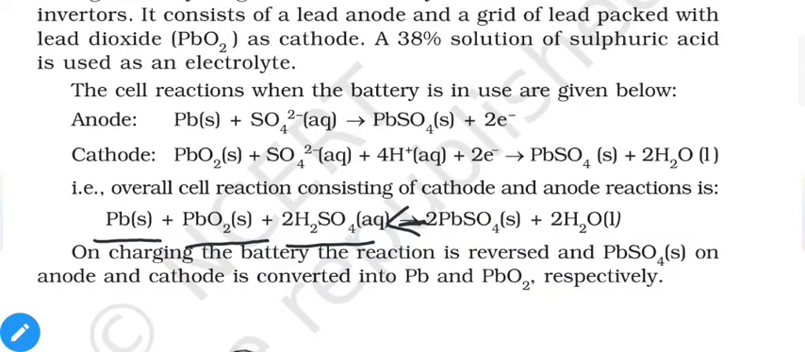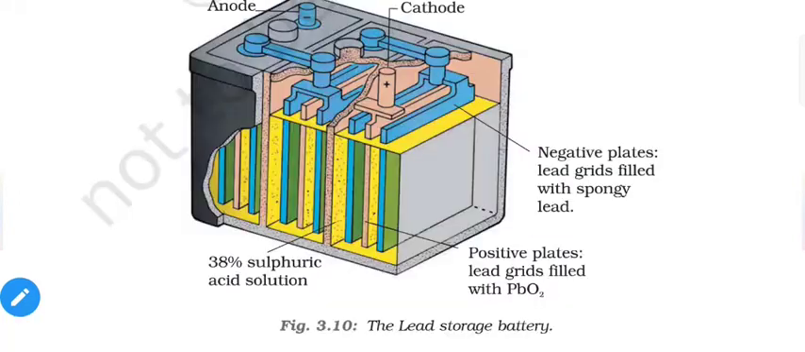That means 2 PbSO4 and water, with the help of external electricity, will produce Pb solid, PbO2 solid and H2SO4. So it is the charging process of our battery, and when we use the battery, the same reaction will be observed: Pb solid, PbO2 with H2SO4 gives PbSO4 and water. Okay, so this is the discharge and charging process of our first secondary cell, the lead storage battery.